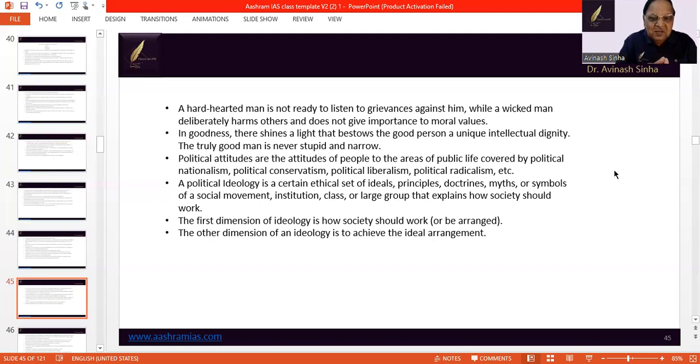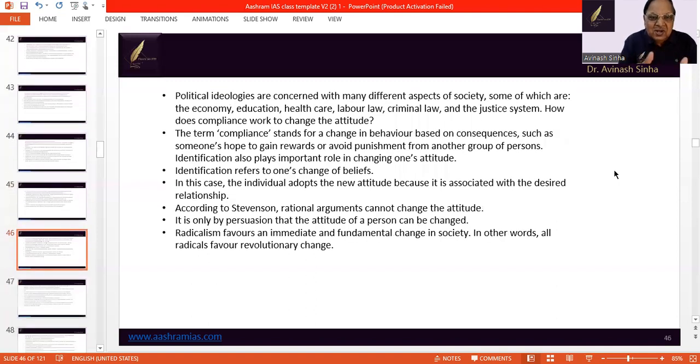The first dimension of ideology is how society should work or be arranged. How society should work. This is the first dimension of a political ideology. Now, the other dimension of a political ideology is to achieve the ideal arrangement. Now, political ideologies are concerned with many different aspects of society. And some of them are the economy, education, healthcare, labor law, criminal law, and the justice system.